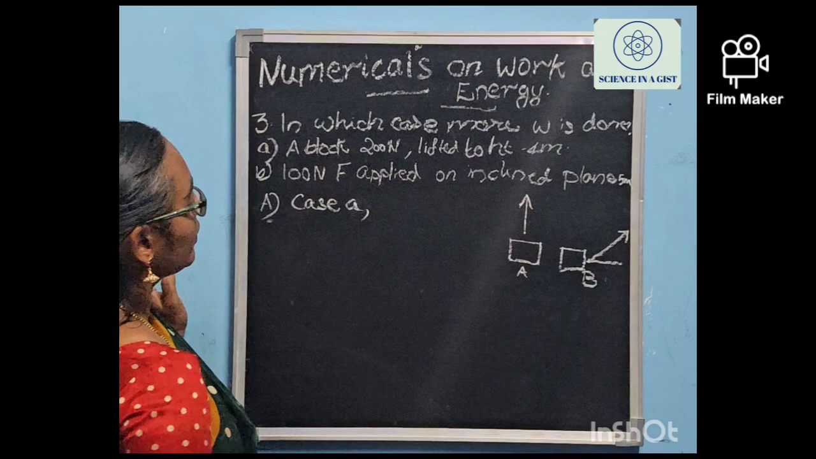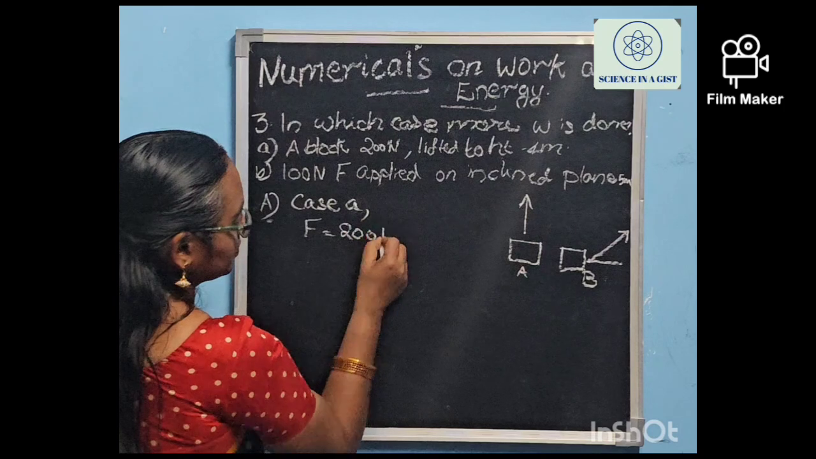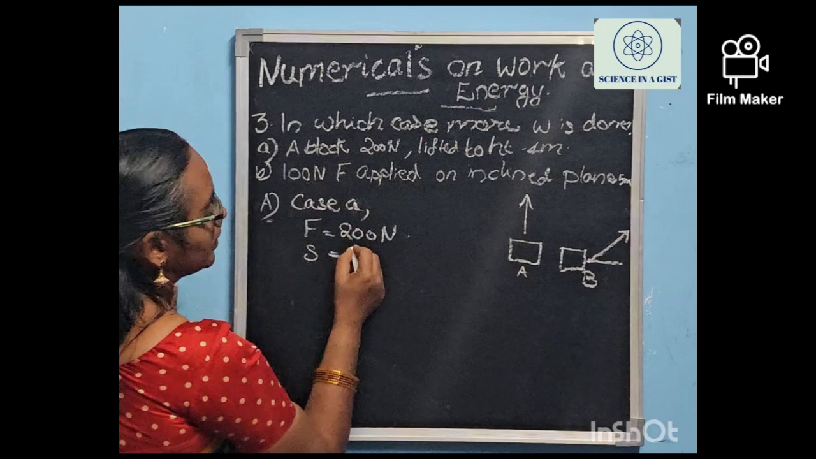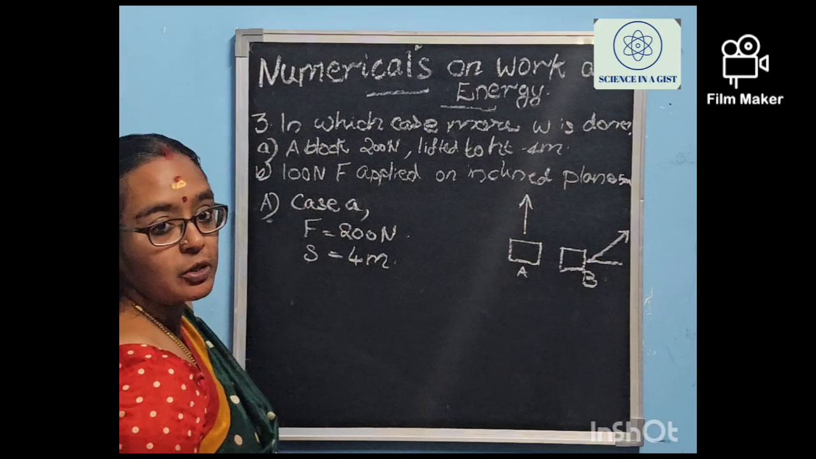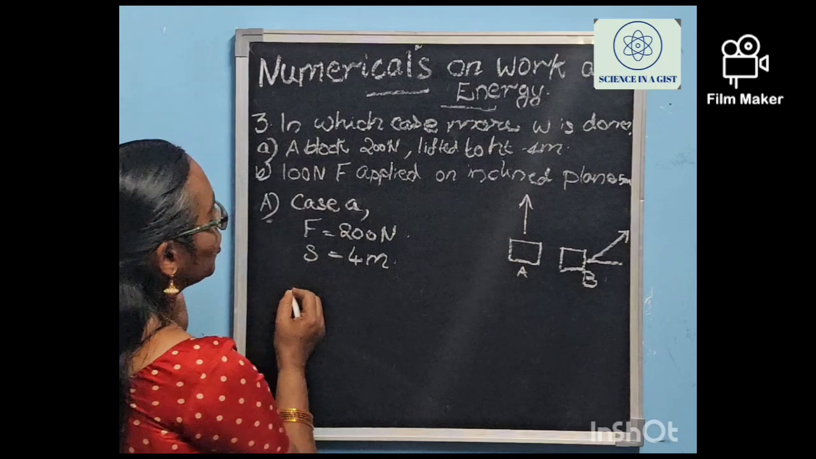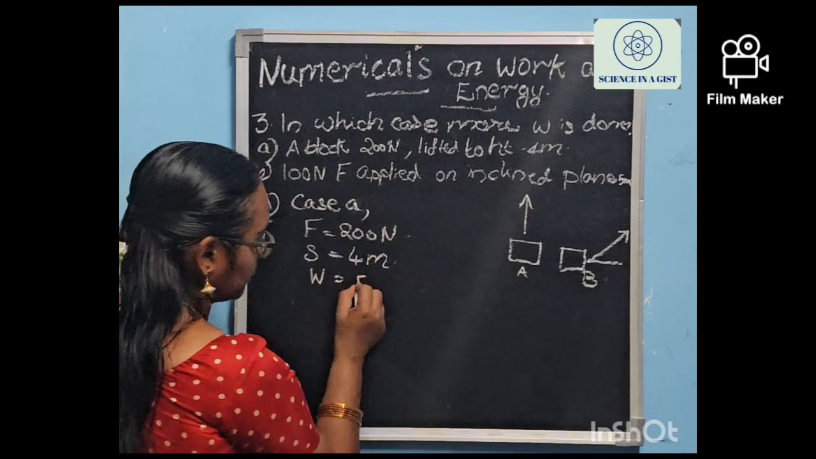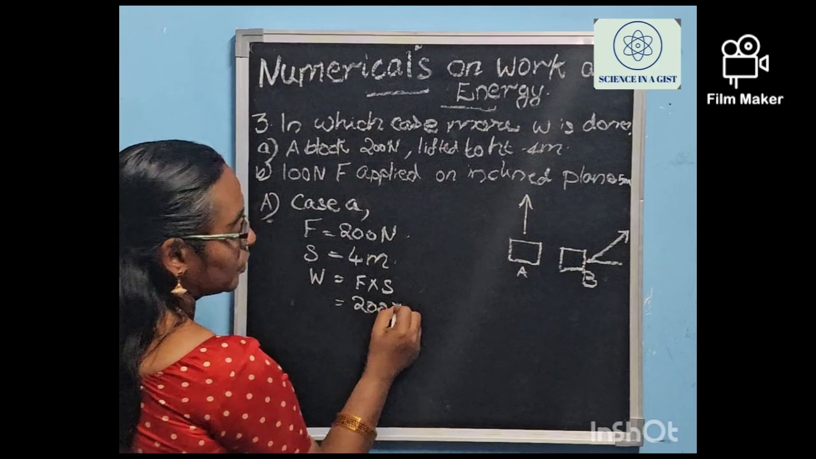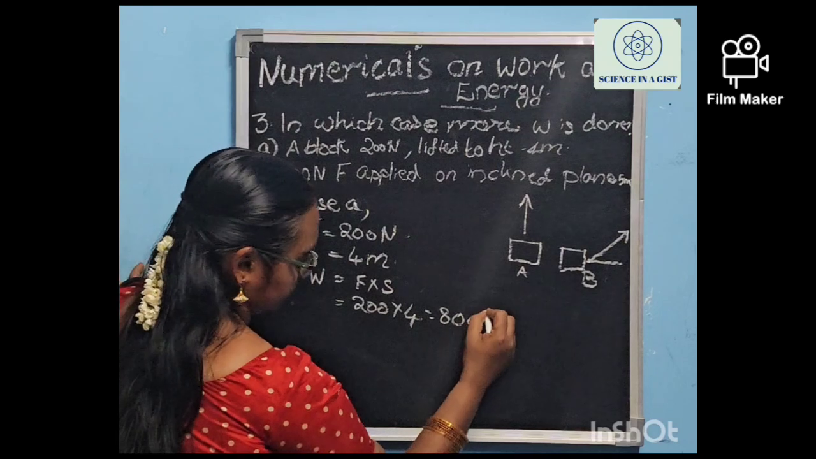Here they have given what, ma? Force 200 Newton. Then height is equal to 4 meter. Is there any angle mentioned here? No, because it is taken straight up. So, what is the formula for work done? W is equal to F into S. That's equal to 200 into 4 is equal to what? 800 joule.